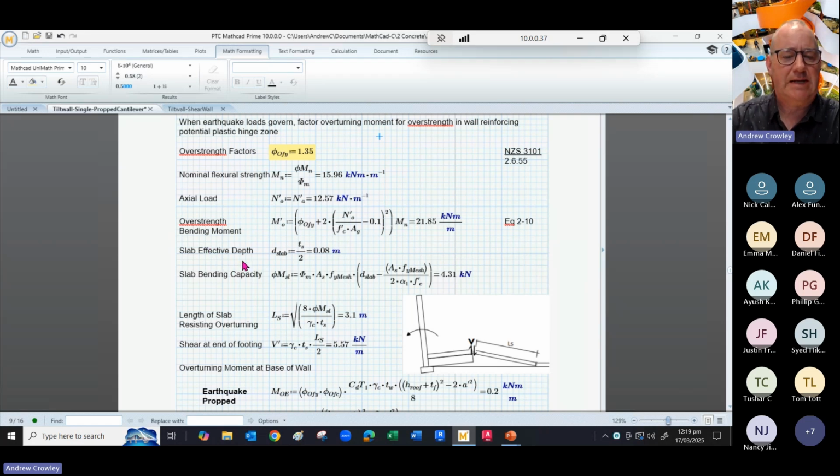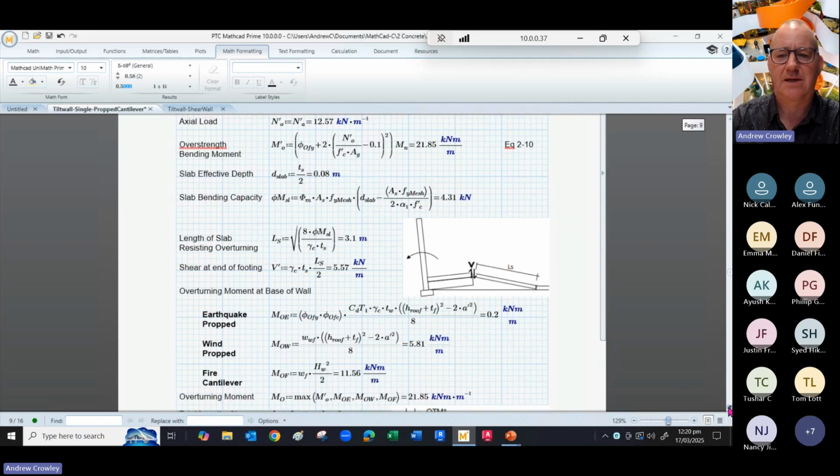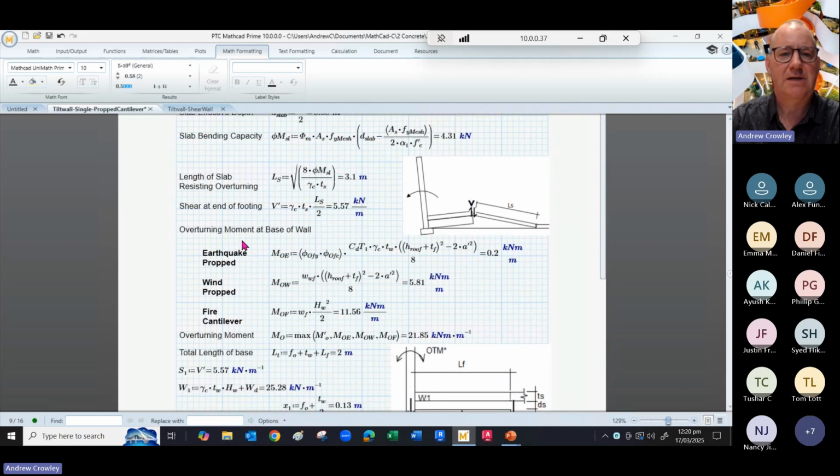Now we have a small slab that's on the edge of our foundation, and we've derived what the slab bending capacity is based on the equation here. So we need a length of slab to resist the overturning. The stability of this tilt panel wall is not just relying on the foundation, but also the slab it's connected to. And so we need to know what the shear is at the end of that footing. We've calculated that here, it's given as 5.57 kilonewtons per meter.